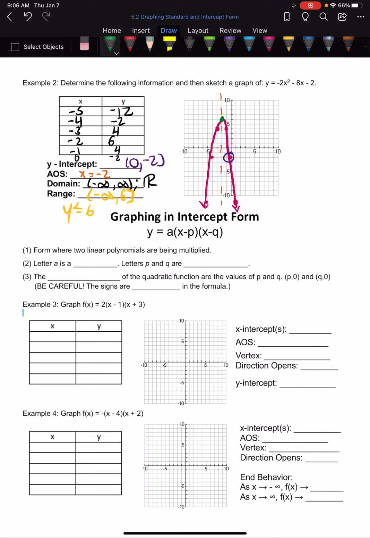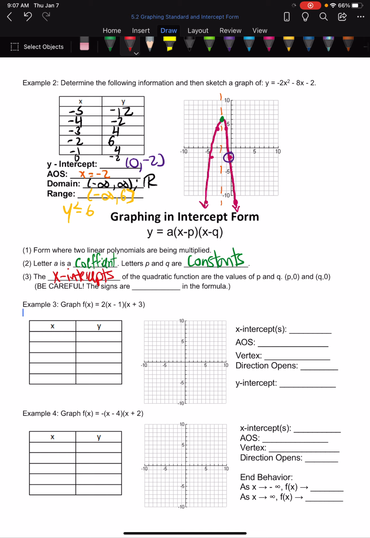Letter a is a coefficient, while letters p and q are constants. Then it says the blank of the quadratic function are the values of p and q, where p is 0 and q is 0. Well, if I'm looking at that, this is actually going to be our x-intercepts. That's what's great about intercept form. These p and q's are going to be our x-intercepts.